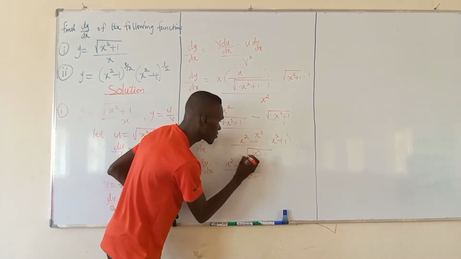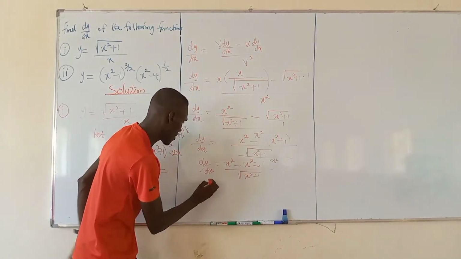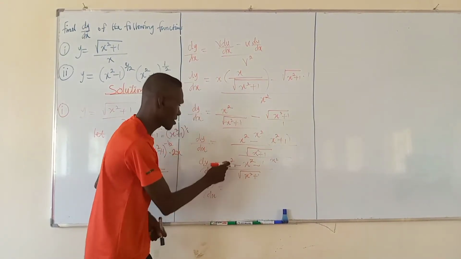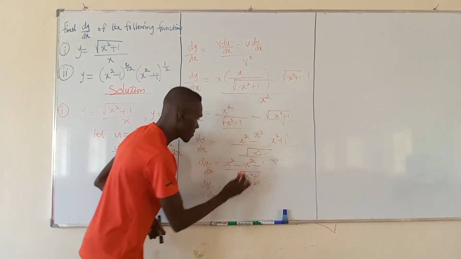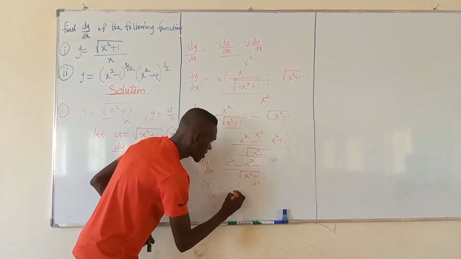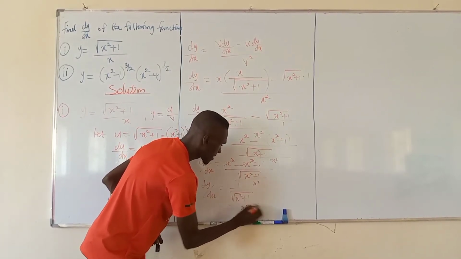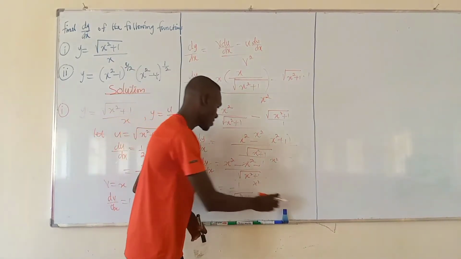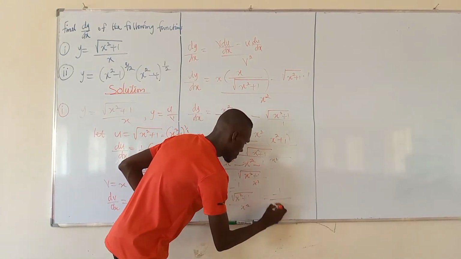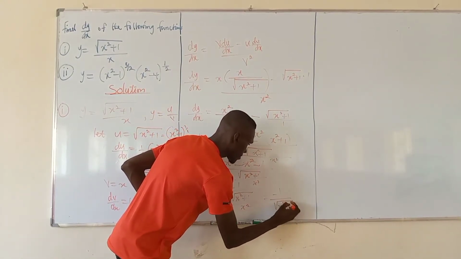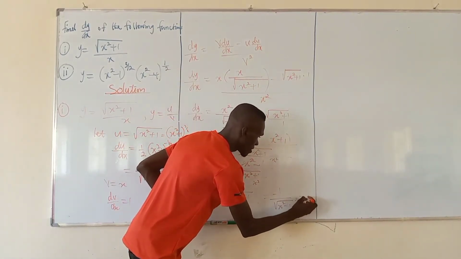Sorry, there's something I forgot to put here. This is over x squared because we had it here. So now our dy/dx equals x squared, we cancel x squared. This is still over x squared. So I'm left with minus 1 over the square root of x squared plus 1, over x squared. Now let's simplify this down. This is equal to minus 1 over the square root of x squared plus 1 times, I'm taking the reciprocal of x squared, which is 1 over x squared.